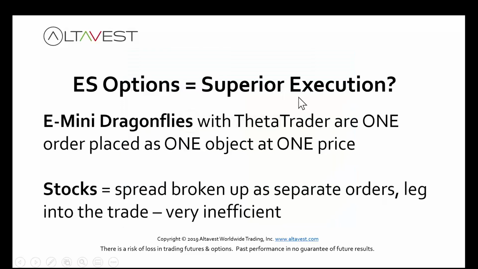And then that superior execution that I mentioned with the Dragonfly, with Theta Trader, you place Dragonflies as one order at one price, meaning one object. All done, all 6 legs are done simultaneously. If you try to do a Dragonfly in stocks, you can't. You have to break up your order into 2 separate orders and try to leg in. It's a nightmare. And then you have to track it separately. So that's the advantage of being in the futures option space. Completely different environment, different level of execution.